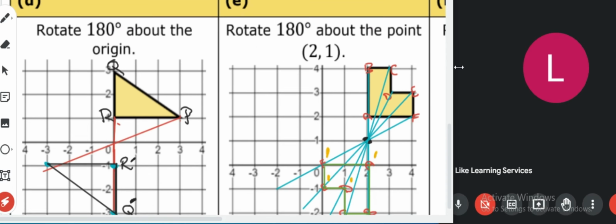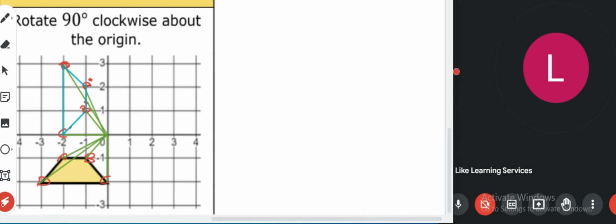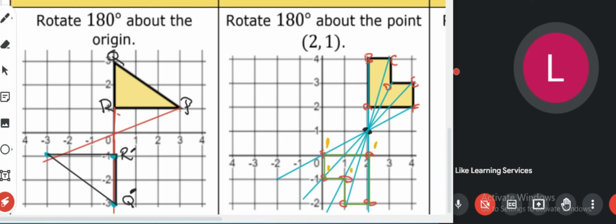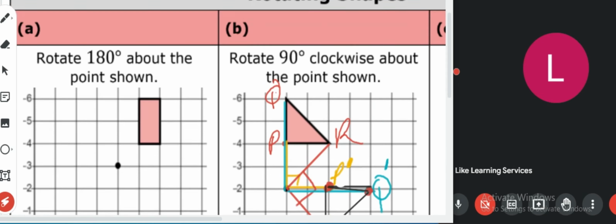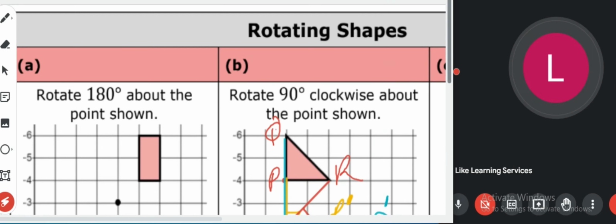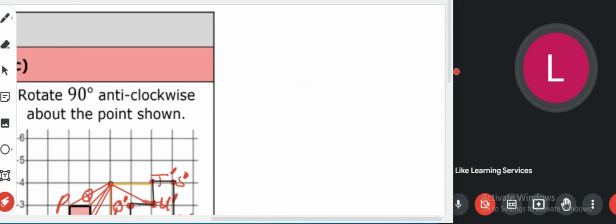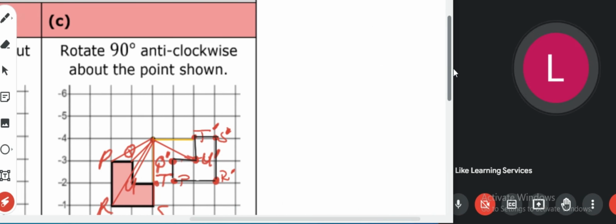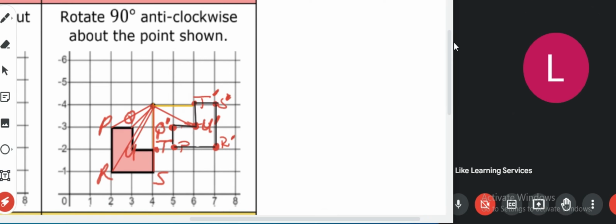And this particular one was 90 degrees clockwise. Let me see if there's any 90 degrees anti-clockwise. Okay, but all of them are clockwise. Let me see if we have any anti-clockwise. Okay, this is for anti-clockwise. How we did that.